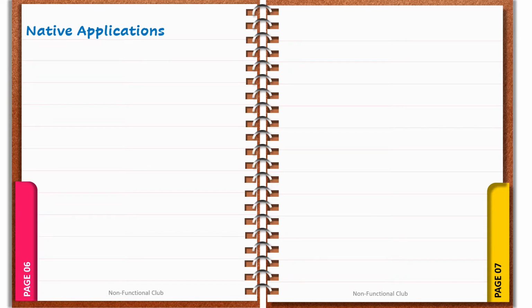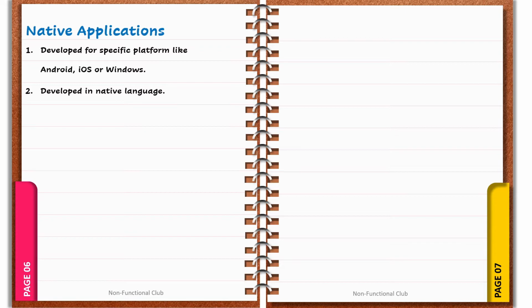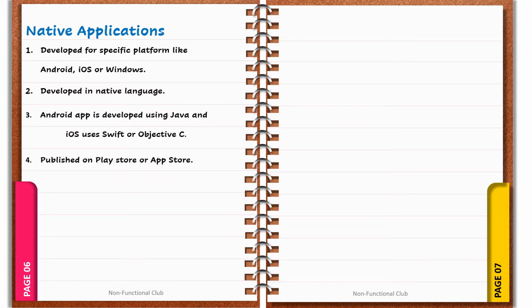So next we have is native applications. These apps are specific platforms, like separate apps are developed for Android, iOS or Windows and BlackBerry. These applications are developed using native OS languages. Android apps uses Java, while iOS is developed using Swift or Objective-C. These apps are hosted on App and Play Store.